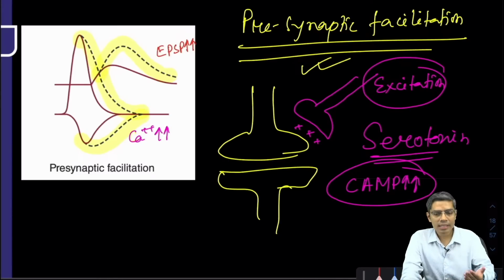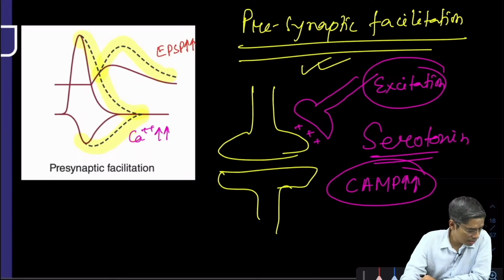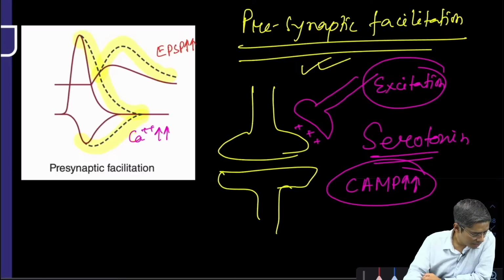Rather than entry of positive ion, it can also cause decreased potassium efflux from the cell, which is also a reason for presynaptic facilitation, right, Dr. Titir and all?